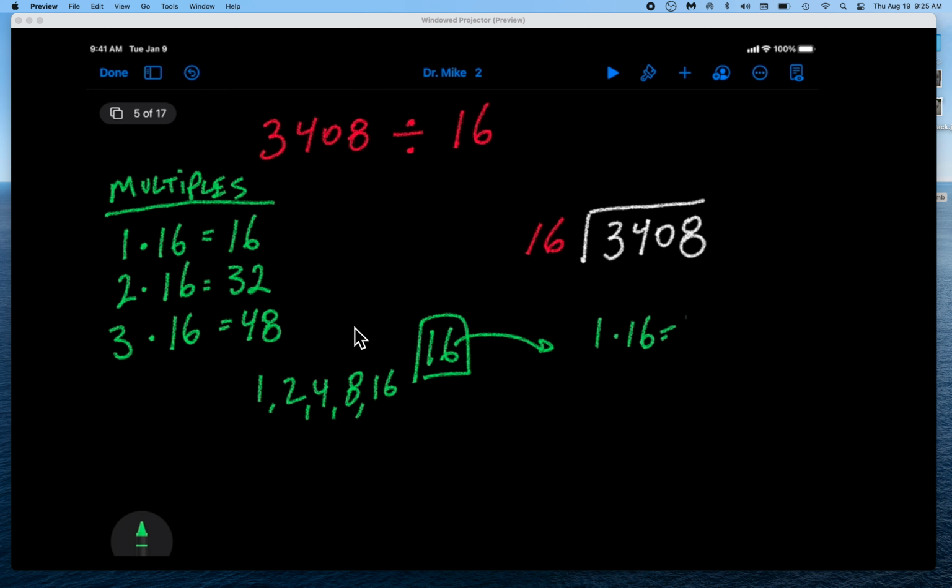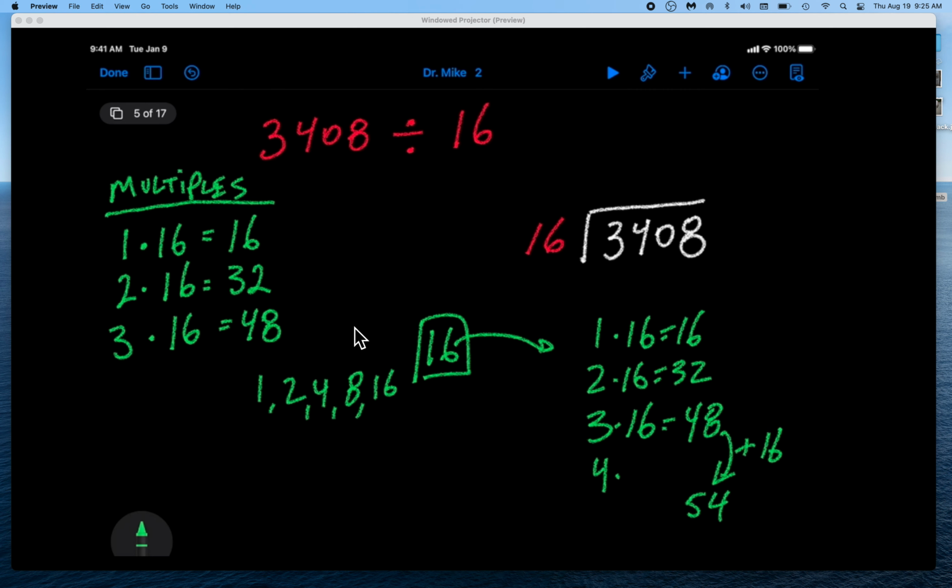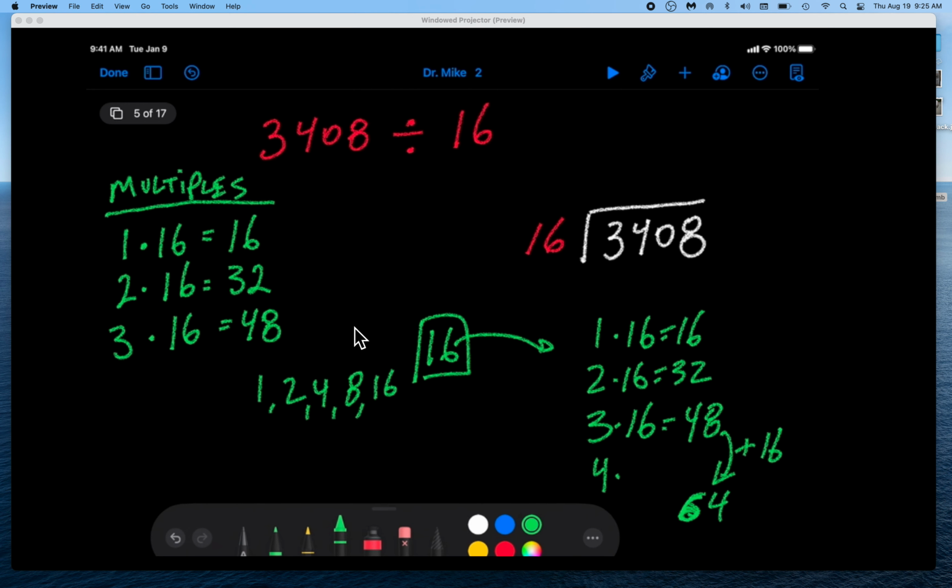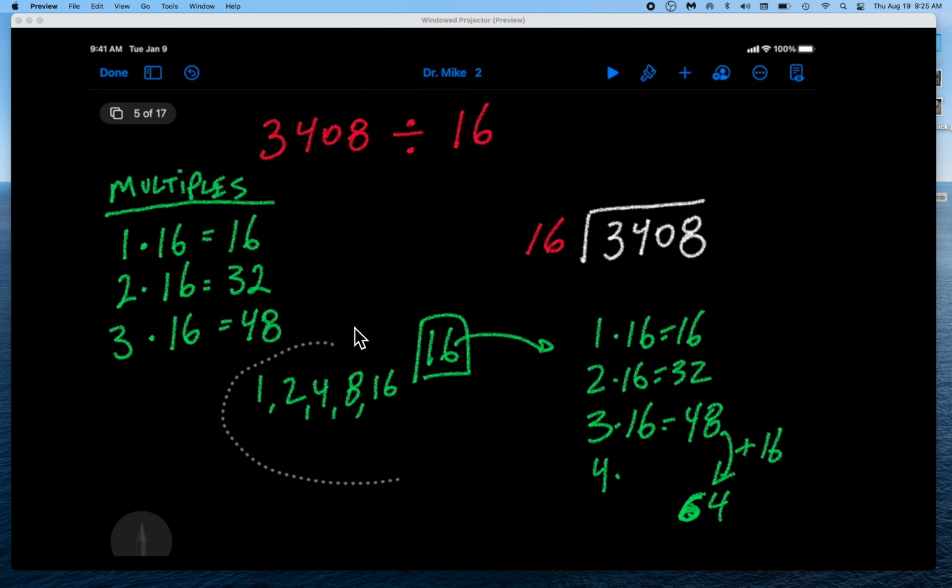1 times 16 equals 16, 2 times 16 equals 32, 3 times 16 equals 48, and then at this point, if we want, we can either continue with the multiplication or we can keep adding 16. 2 ways to get multiples, okay? Sorry, 64. Okay, so let's continue making the multiples of 16, and now I'm going to show you how they play a role in our division problem.